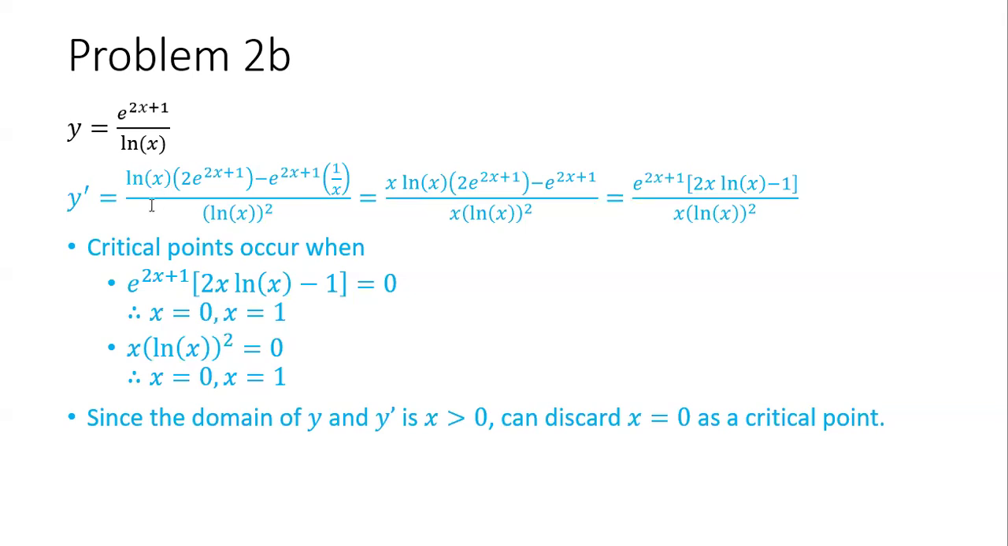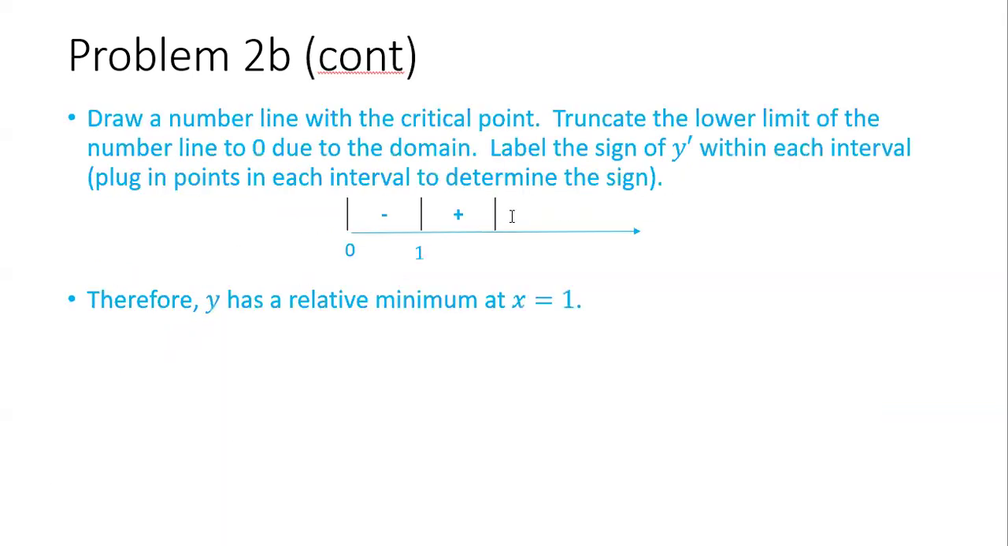Actually, we notice that the domain of this function y is x greater than 0, because the natural log needs x to be greater than 0. That's the domain. So we can discard x is 0 as a critical point, actually. So we only have one critical point, x is 1. Okay, we do the sign test. So we draw the number line with the critical points, but I still chose to draw 0 because of the domain restriction. It will help us out, we can't plug in x is like negative something. It just doesn't work. Okay, so from 0 to 1, we can plug in like half.